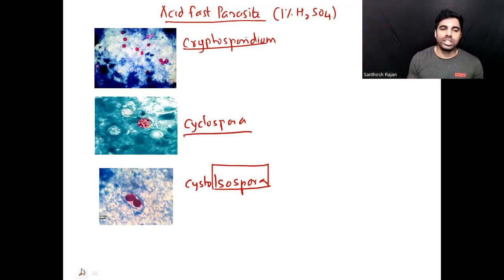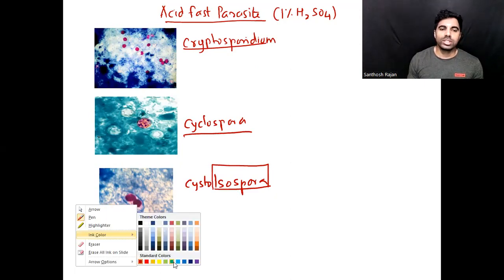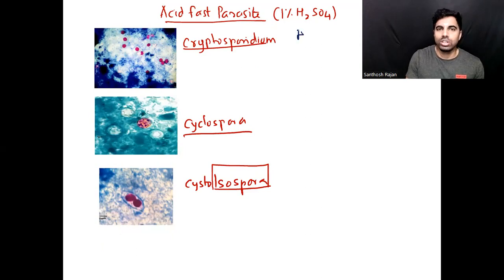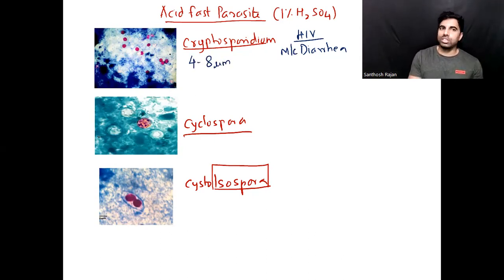But what are the important things that we have to know here? We are going to discuss that now. First of all, these three are the most common cause of diarrhea in HIV patients. The most common is Cryptosporidium, the smallest one. The size is just 4 to 8 micron. If they give the size, you have to go with this.